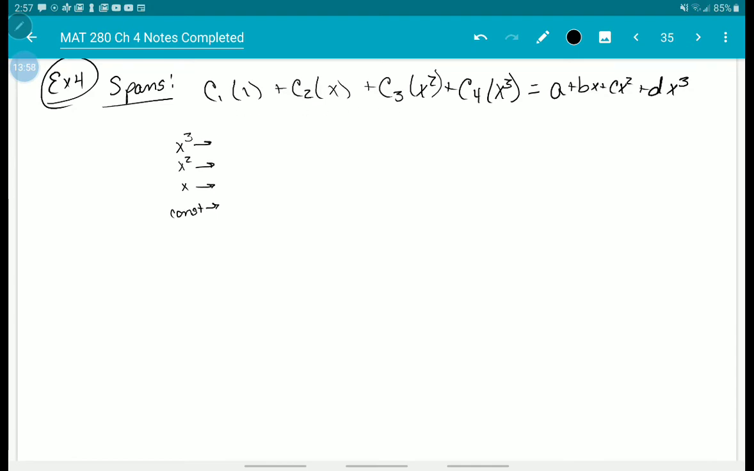On the left, we have a C4 x cubed that has to be equal to D. We have a C3 x squared, which has to be equal to C. We have a C2 x, which has to be equal to B. And then we have a C1 as our constant, and that has to be equal to A. So there's a unique solution for each one of these. If we had a specific polynomial, we know what A, B, C, and D would have to be, which means this spans.